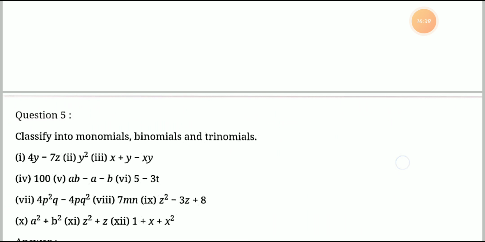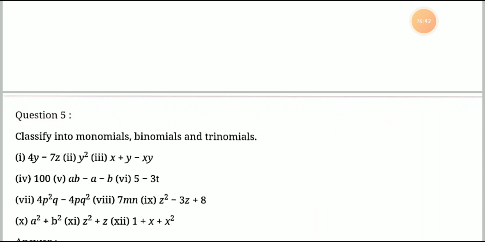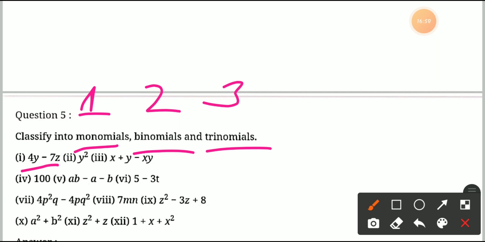Question number 5. Identify the monomials, binomials and trinomials in the following expressions. Monomials contain only one term, binomials contain two terms, and trinomials contain three terms. So here in 4y and 7z, how many terms are there? 1 and 2. So this is a binomial. In y square it contains only one term, so monomial. Here how many terms are there? 1, 2 and 3. So this is a trinomial.